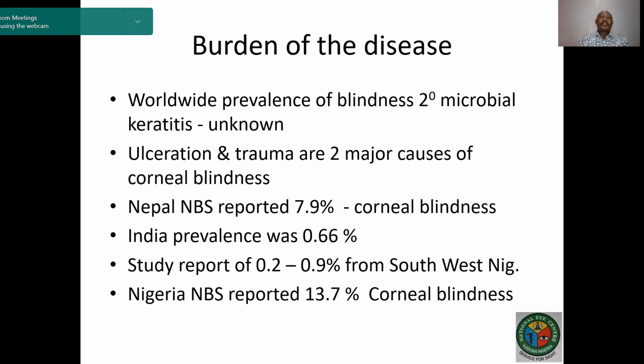In India, the prevalence has been recorded in some studies as 0.66%. In Nigeria here, Southwest Nigeria, a report from a study gave a figure of 0.2 to 0.9%. However, our National Blindness Survey gave us a figure of 13.7%.